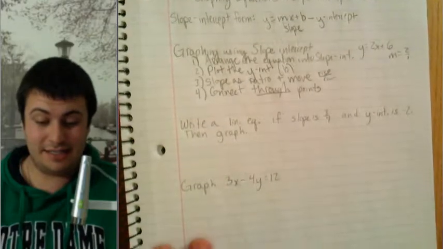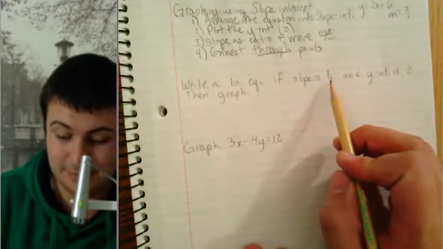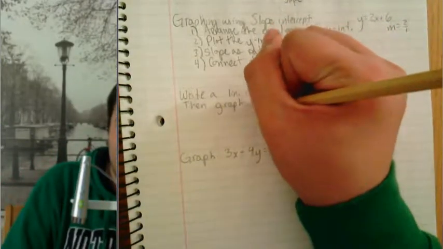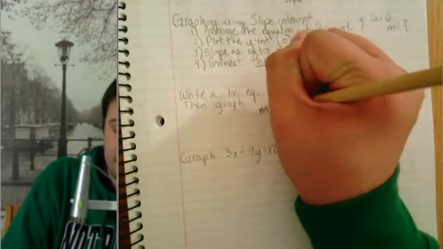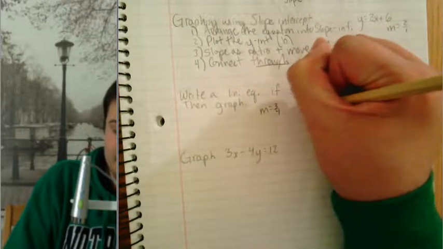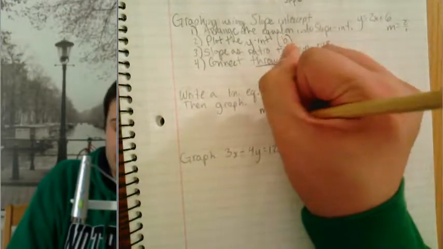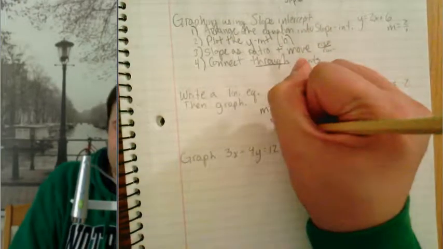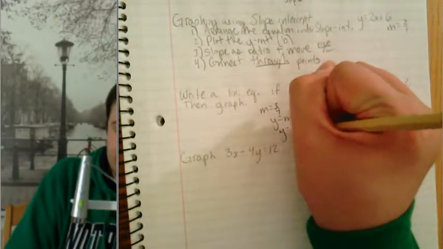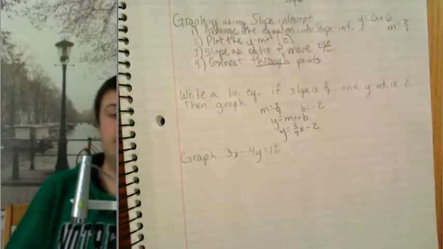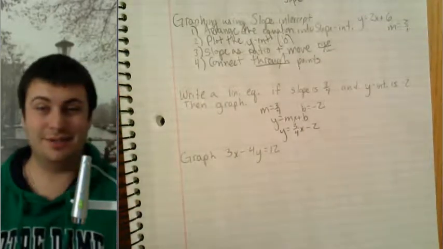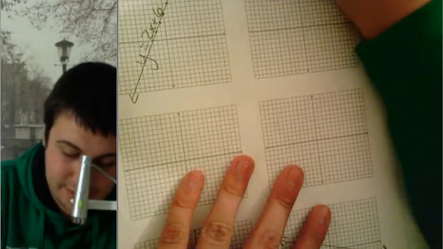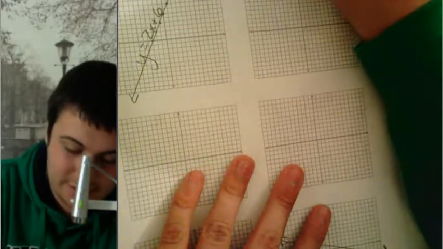If it asked us to write a linear equation if the slope is 3/4 and the y-intercept is -2, well, our slope m is 3/4 and our y-intercept b is -2. If we think y equals mx plus b, we plug in and get y equals 3/4 x minus 2. Great, there's our linear equation. Now we're going to graph it.